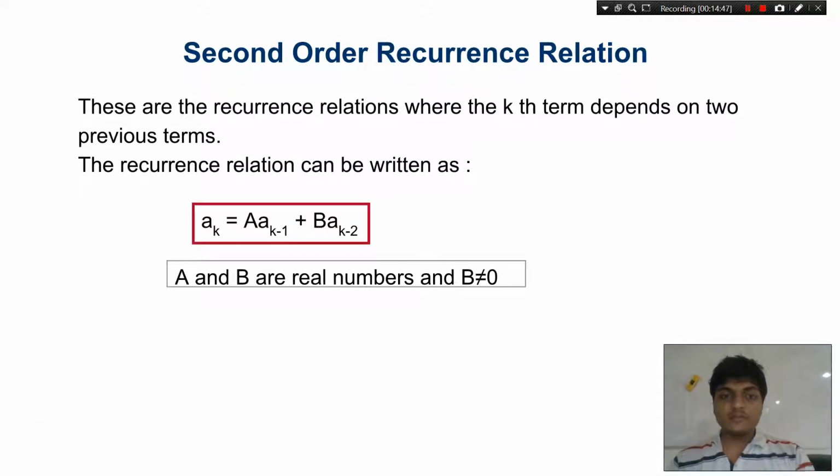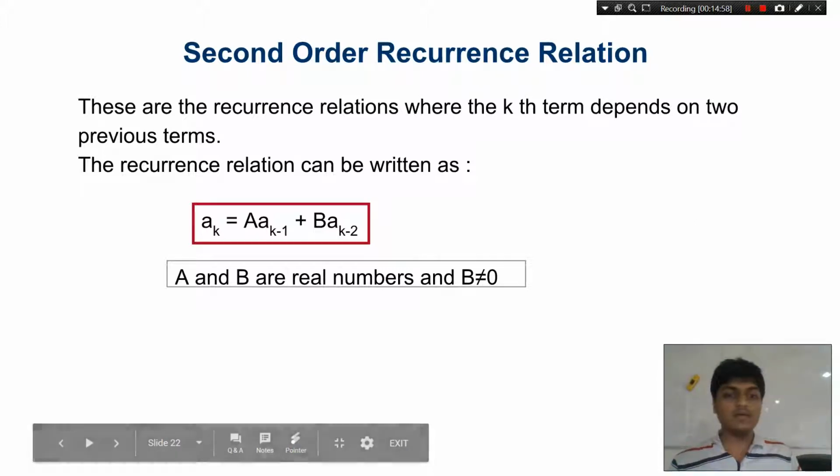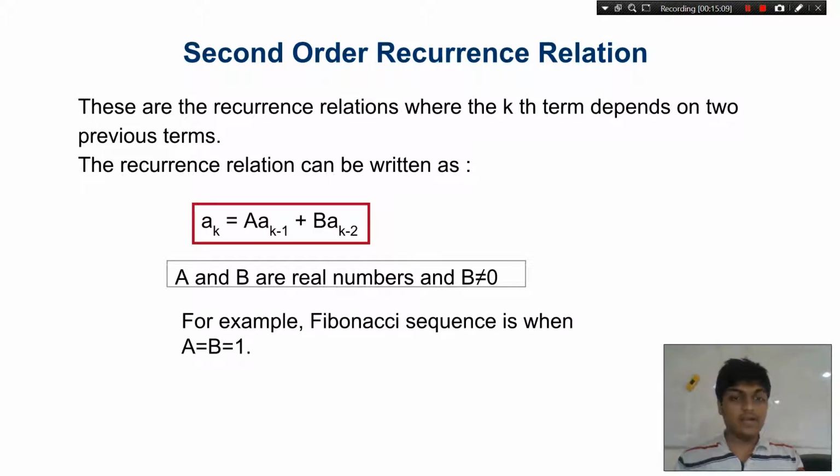So now we'll show you what second order recurrence relations are. Second order recurrence relations are a general form of recurrence relation where the kth term is given by a combination of the k minus 1th term and the k minus 2nd term. That means that any term is given by a linear combination of the two terms preceding it. Okay, and a and b are real numbers.